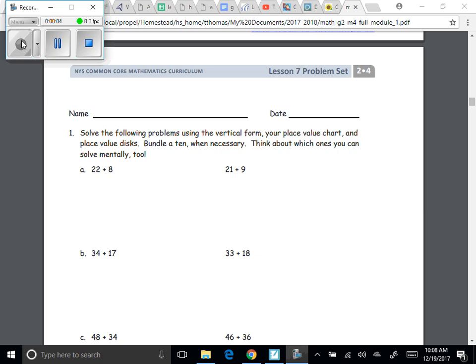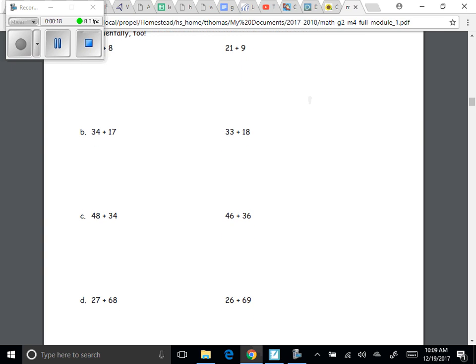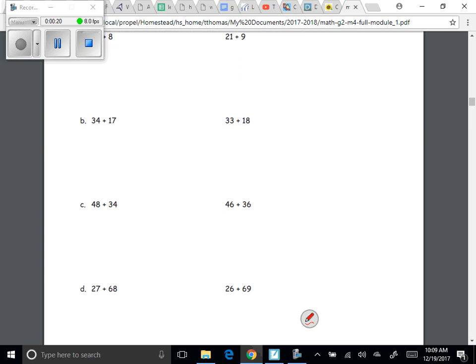Focusing on using the place value chart to do addition, bundling, and trading. So if you have these problems here and you want to use a place value disk, I'm going to choose to do B here. So 34 plus 17. They want you to focus on writing the problem vertically.